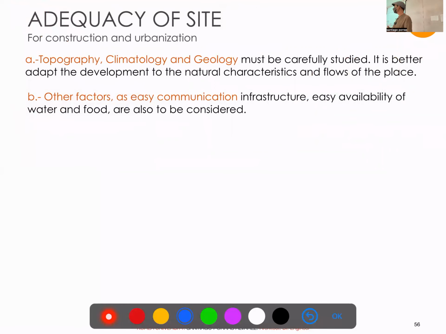And finally, adequacy of site. This is more interesting because here we can make sure we build cities and buildings where it's proper, right? You have to know the topography, the climate, the geology. This is what Vitruvius was saying, actually. And of course, communication, infrastructure, and so on. All that should be considered when making a city. And again, we are so confident with our technology that it is mostly economic and political factors which decide where we will build cities and buildings.